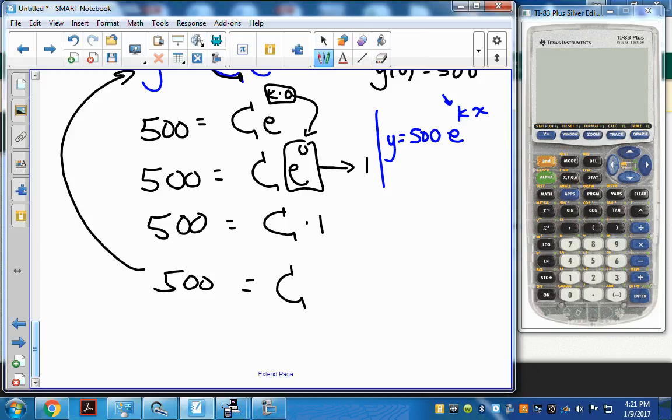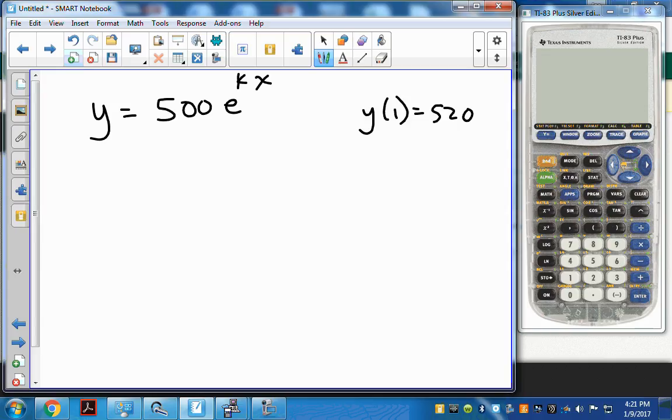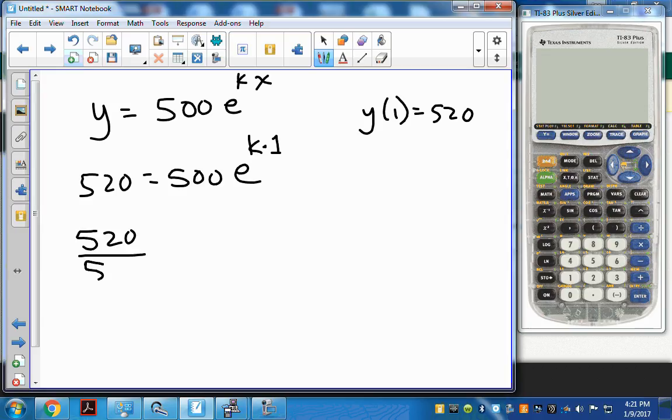Okay, let me pull up a new page here. So we have y is equal to 500 e to the kx, and we know that y of 1 is 520. Okay, so we'll put that information in. The y value is 520, and the x value is 1. Our task is to solve for k. Well, that's not terribly bad. We'll divide through by 500. So we have 520 divided by 500 is e to k, right? K times 1 is k. We're going to try to solve for k.